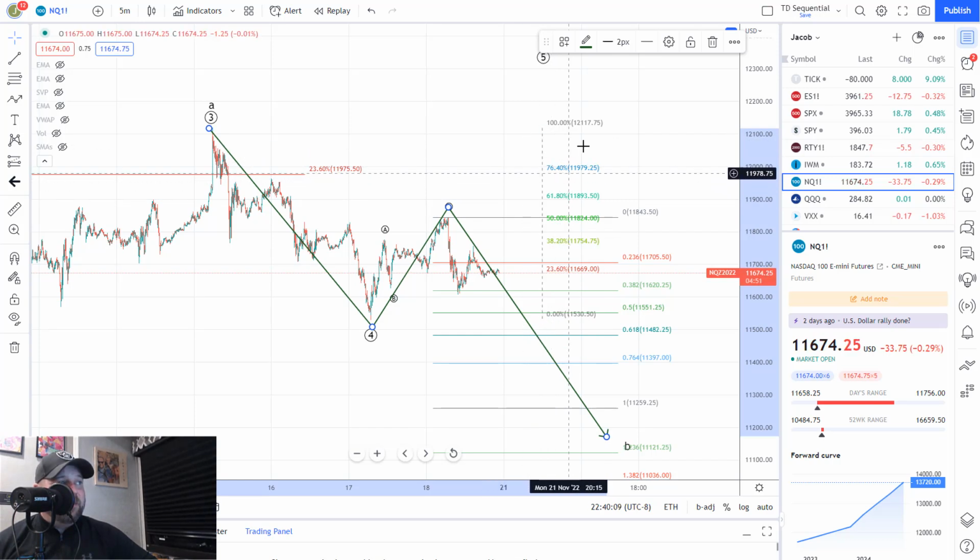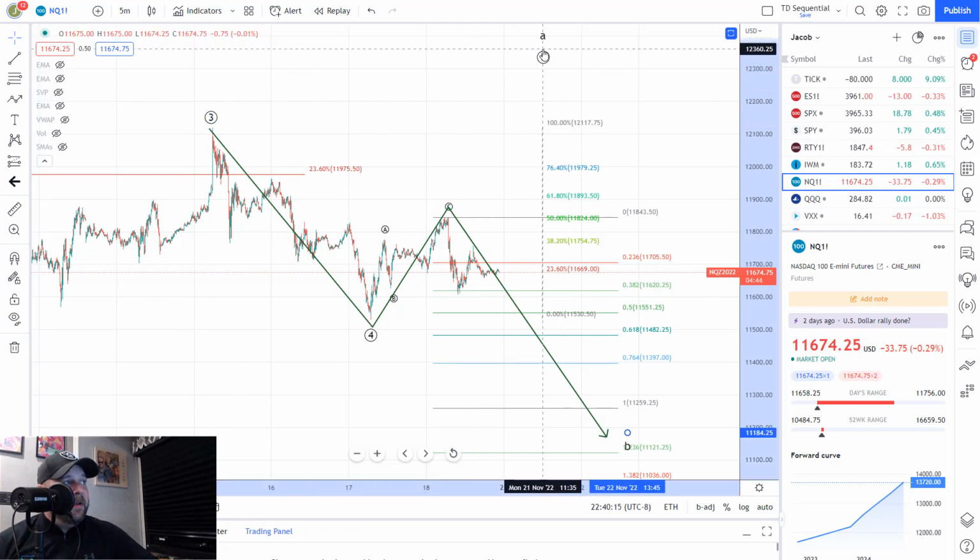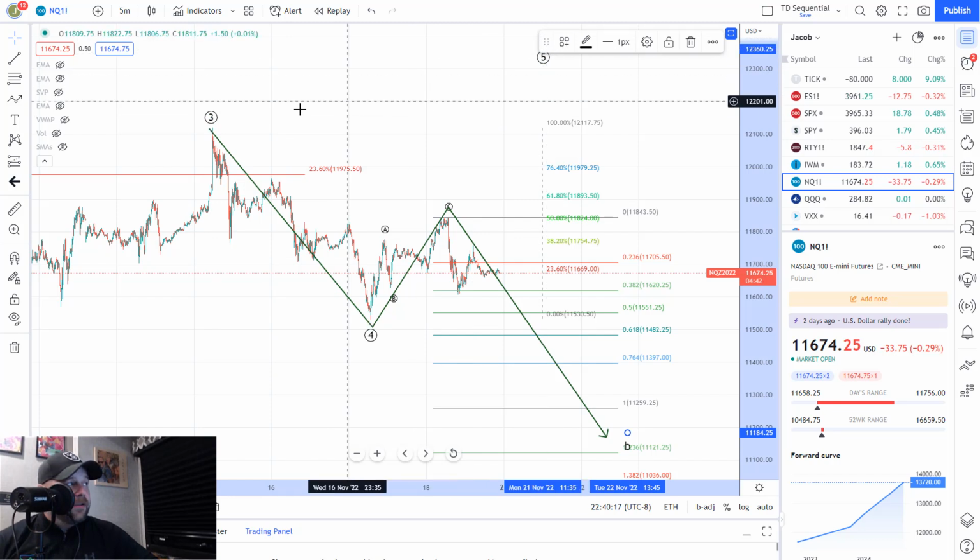And if that happens, we would target the 12,300 area to complete this A wave. So it would just move over here to this top, and you would have the A wave here. So again, regardless of where they top, whether it's at the 12,300 area or the top is already in over here, we're looking at an A wave with a B wave down toward the 11,100 area, or a little higher if they do push up here, and then a C wave up towards 13,000.